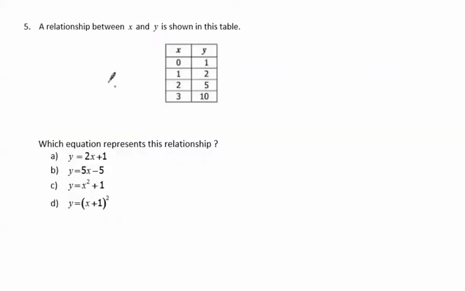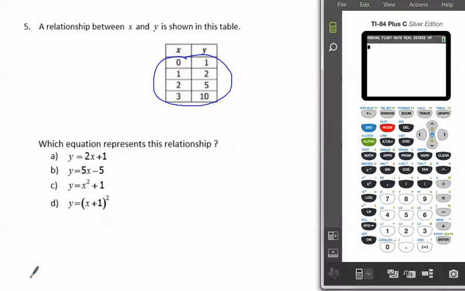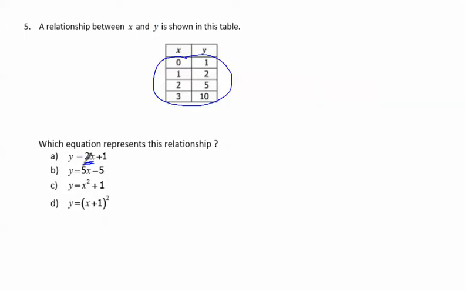In this problem, they give you a relationship between x and y, so they give you the data set, and they're asking you which equation represents this relationship. By now, you should know that you go to Stat, you enter your data, and then you hit Calc, and then you select your calculating your equation. But right now, what we notice is that some of them have an x with no exponent, which would be a line, and some of them have an x with exponent, and those would be quadratic.